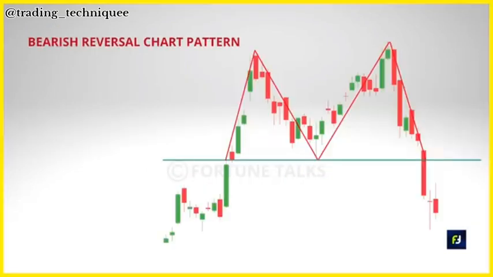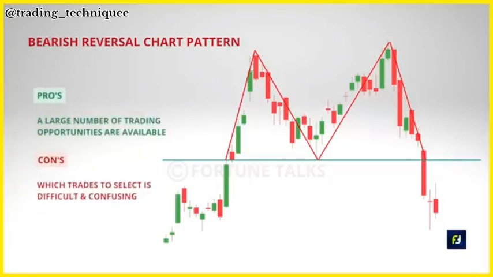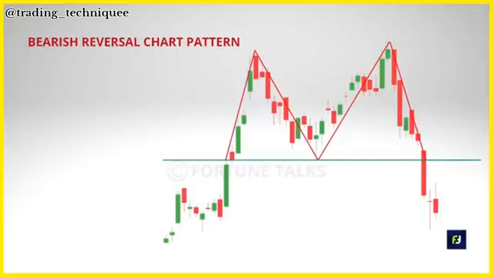Now this is one of the most common chart patterns that you will encounter. So this is a good thing because you will get a good number of trades. But this is also a bad thing because which trades to select will be a big concern. So we will discuss the basics of what a double top pattern is, how it works, and how you should go about trading it. Now, a double top is a bearish reversal chart pattern and it consists of three parts.